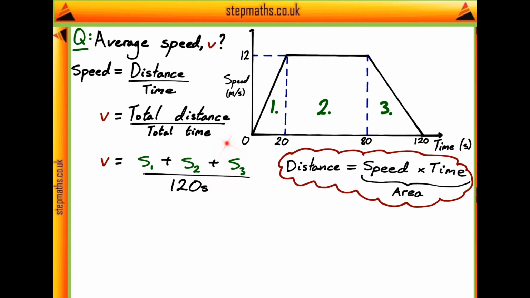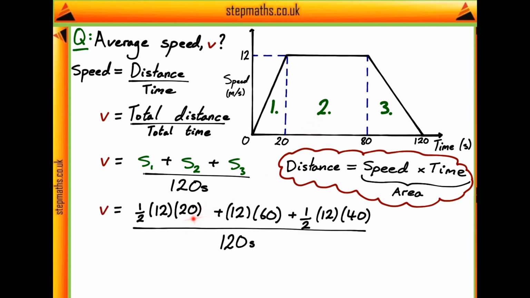Now another way that you could find the total distance, or the area underneath the graph, is to use the trapezium rule. But you'll see that this gives you the same answer as we get by thinking of these as distances, using our speed times time equation. So we need to find distances 1, 2, and 3, or S1, S2, and S3, which is quite easy since this is just a basic triangle, so the area is half times base times height, and this is just a rectangle, so the area is the height times the base.